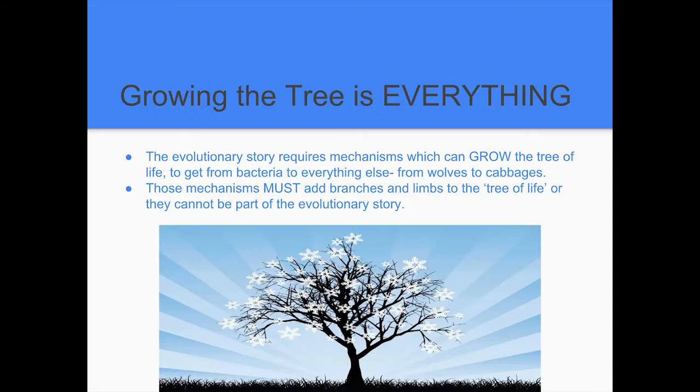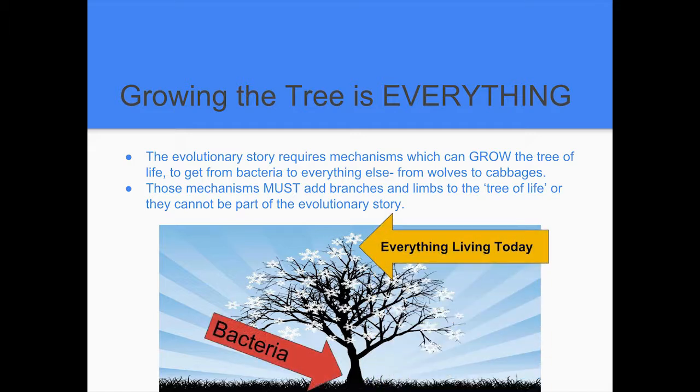Growing the tree is everything. The evolutionary story requires mechanisms which can grow the tree of life to get from bacteria to everything else. It has to get from bacteria to wolves and cabbages. Those mechanisms must add branches and limbs to the tree of life, or they can't be part of the evolutionary story.